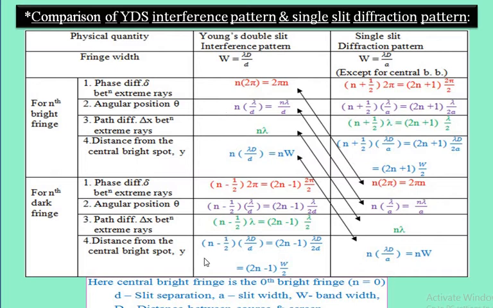For the interference pattern, the formula written here is (n minus 1/2) into lambda D divided by small d, which is equal to (2n minus 1) into lambda D divided by small d. The value of lambda D divided by small d is equal to w. Therefore the formula becomes (2n minus 1) into w divided by 2.